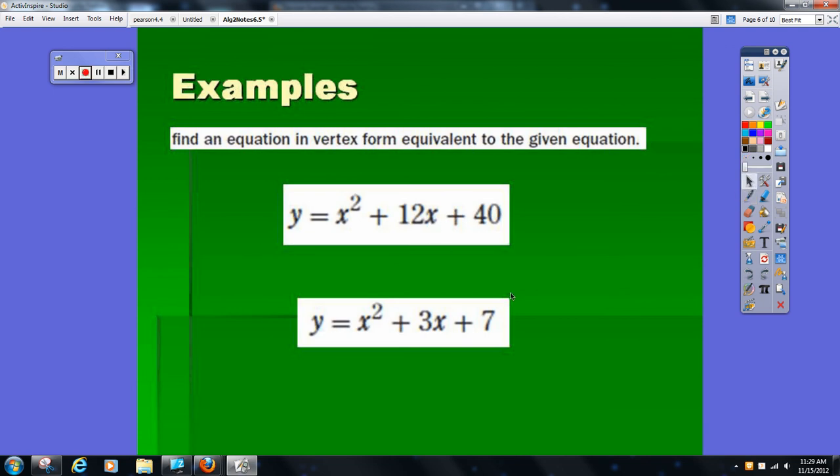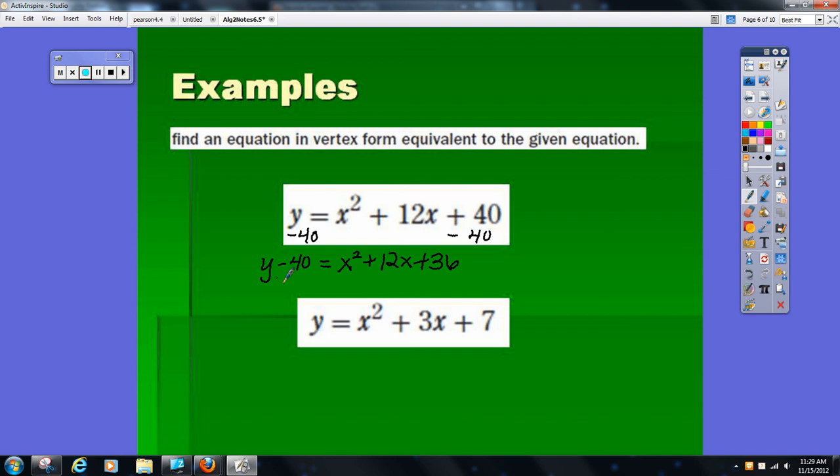Okay, let's do the whole thing. That was just like a little warm-up. Now we're actually going to do the whole thing. Step 1 said to move c, so I'm going to subtract 40 from both sides. Minus 40, minus 40. I now have y minus 40 equals x squared plus 12x. Complete the square. Now I need to make this a perfect square trinomial. Half of 12 is 6. 6 squared is 36. I just added 36 to this right side.